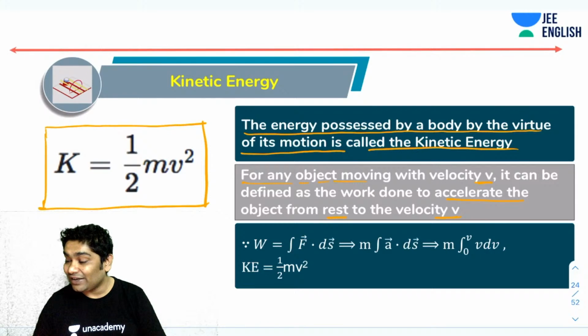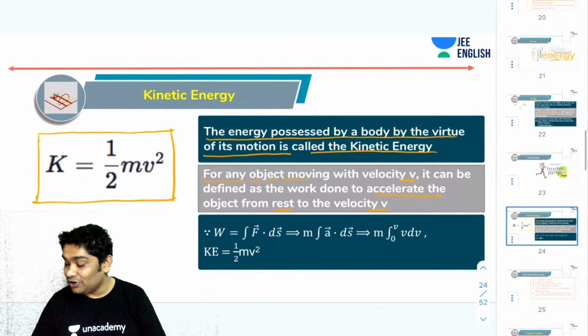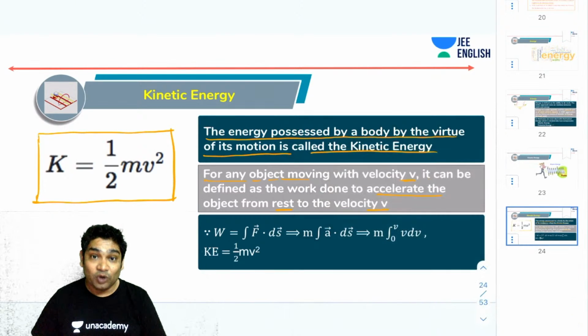So let's quickly go through that, and I will prove that kinetic energy, or the energy associated with the motion, would be half mv square. Quickly prove that. So see, I will tell you an example.